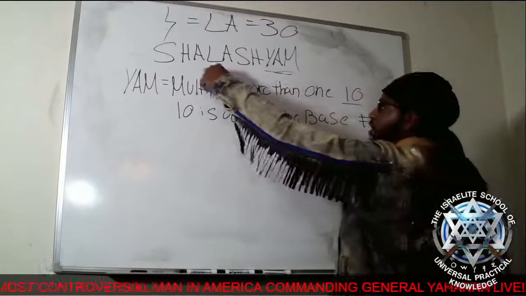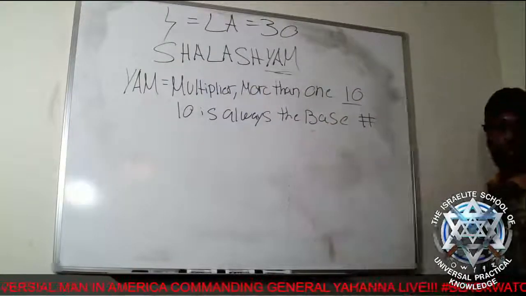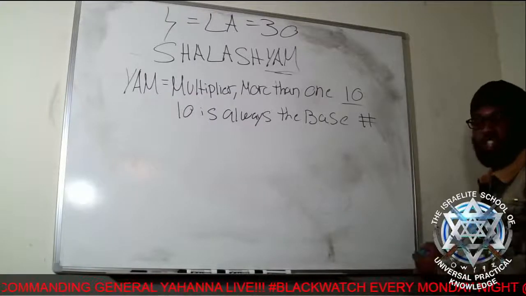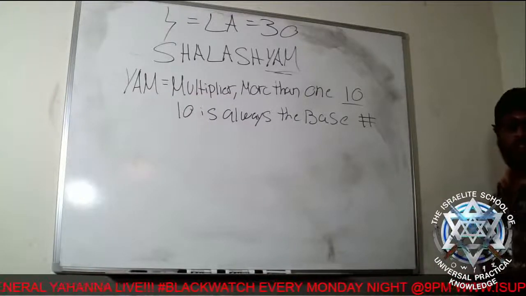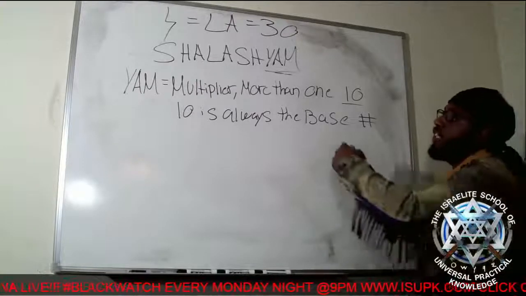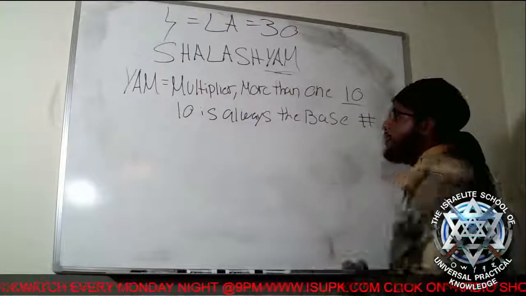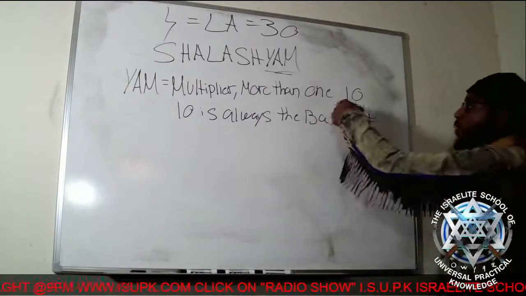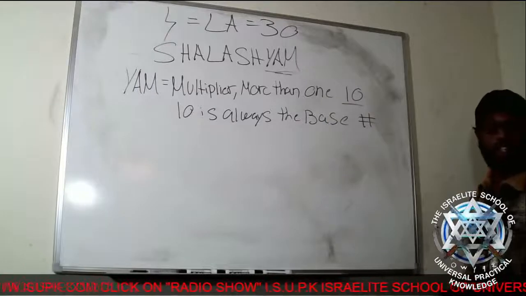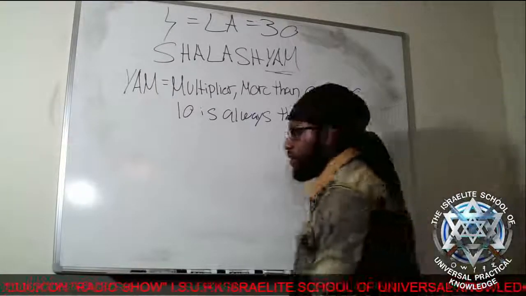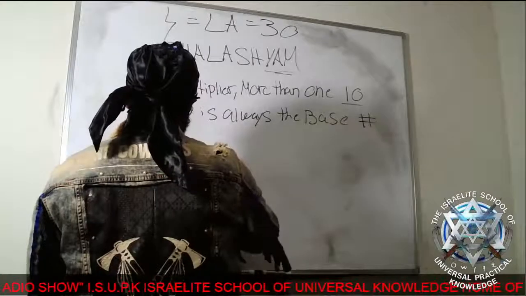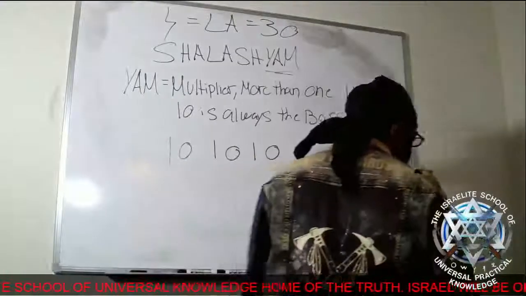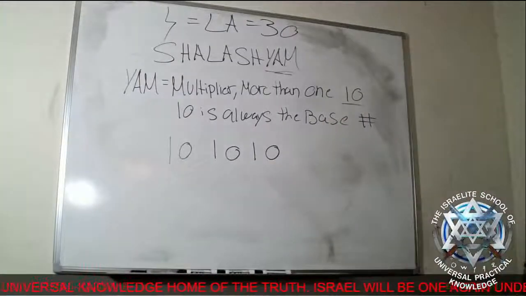Now your shalash is the root word. What does shalash mean? Well, shalash in the Hebrew is the number 3. So now the number 3 is next to the yum. It's letting you know that there's a multiplier, that there's more than one 10. How many 10s? There's 3 10s. You have a 10 here, a 10 here, then a 10 here. So now you have 3 10s.